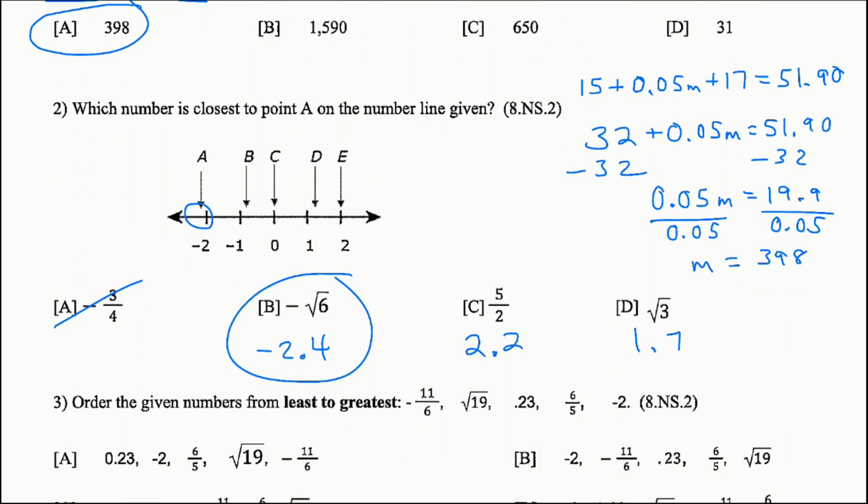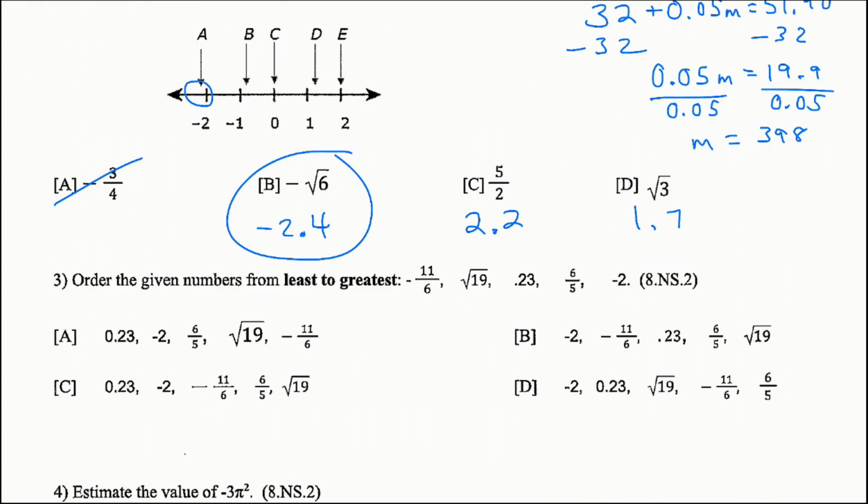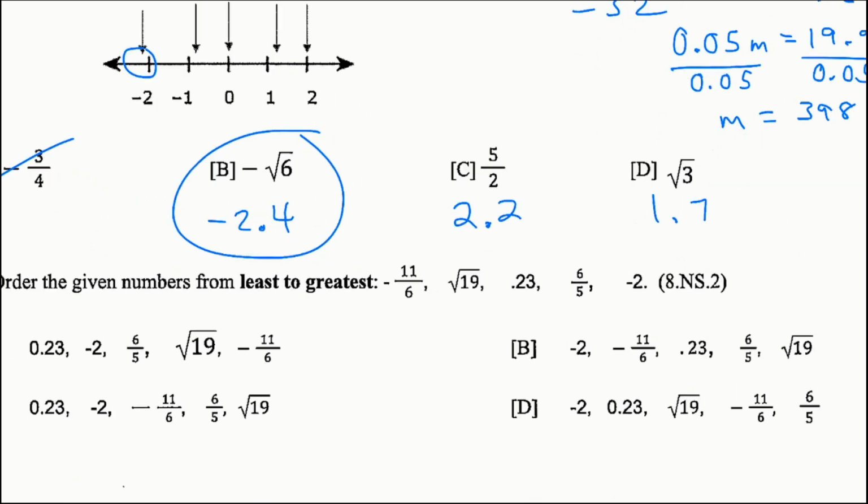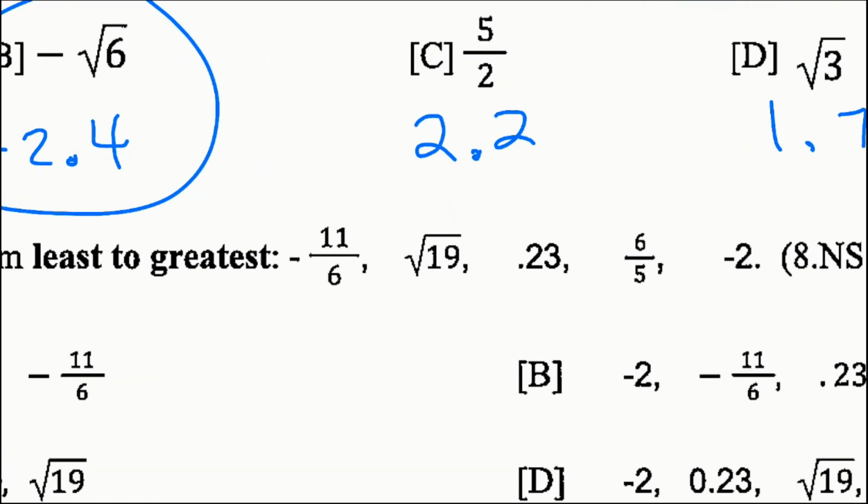Okay. All right. Order the given numbers from least to greatest. I wish we had a little bit more space here, but I'm going to do my best on this. So -11/6 is going to be -1.83 repeating. Square root of 19 is 4.36. 0.23 is 0.23. 6/5 is 1.2. Whoops. And then -2 is just -2.